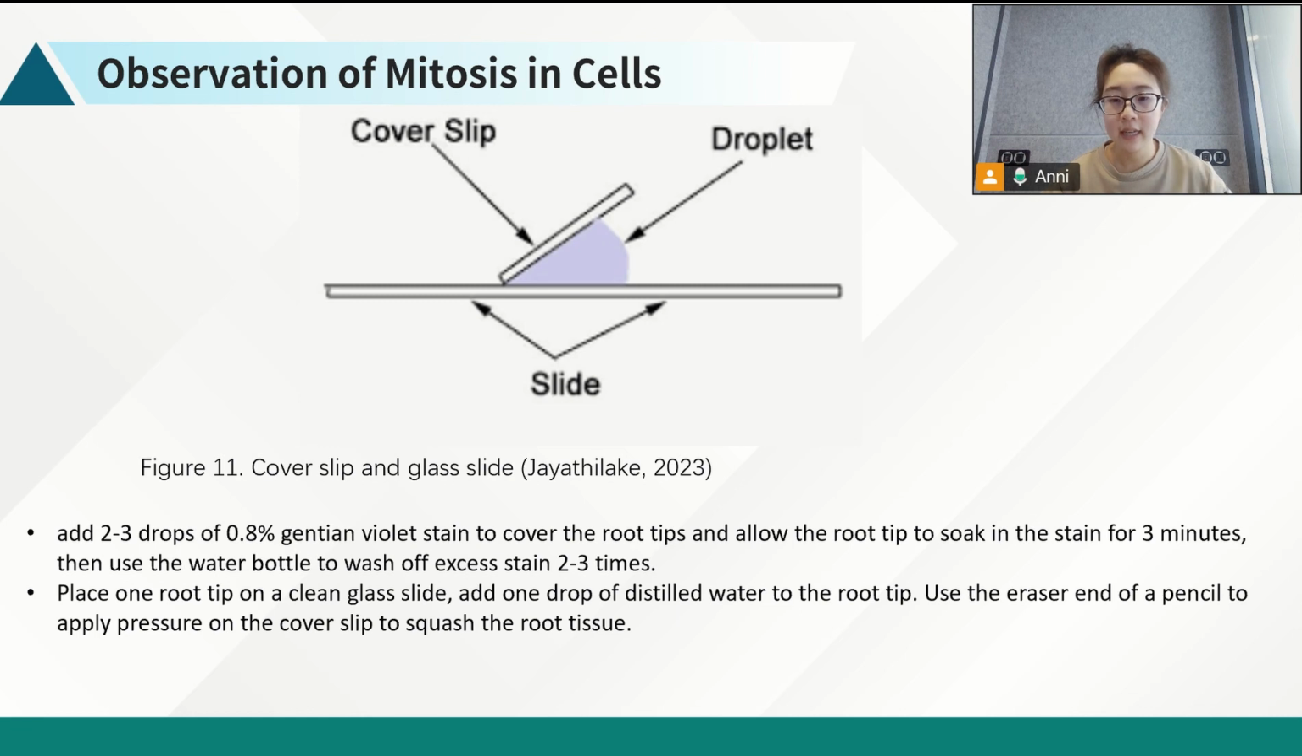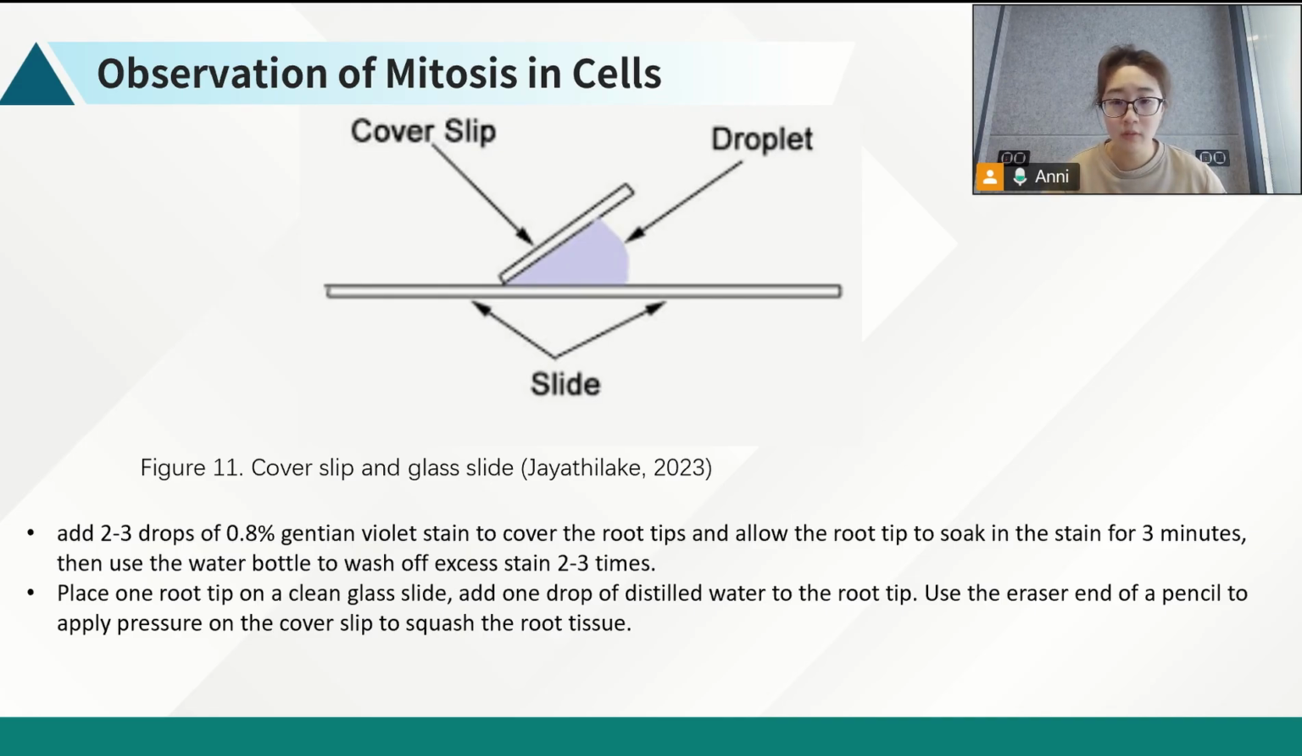Okay, next step, we're going to add 2 to 3 drops of 0.8% gentian violet stain to cover the root tips and allow the root tips to soak in the stain for 3 minutes. Then use a water bottle to wash off the excess stain 2 to 3 times. Staining makes the cell nuclei and chromosomes more visible, coloring them purple.